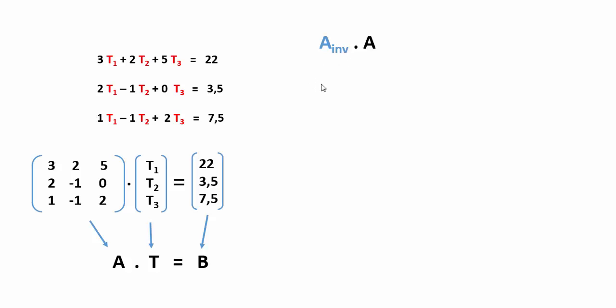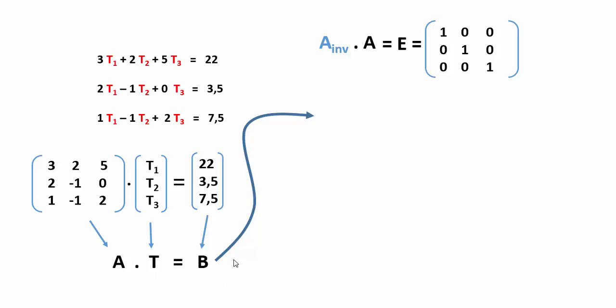And A inverse is a very special matrix, because if you multiply A inverse and A, you get E, the unity matrix, and that's a 3 by 3 matrix with only zeros apart from the diagonal. There you find only ones. And sometimes you see, instead of A inverse, A to the power minus 1, but that's the same as the A inverse here. Well, this behavior is what we are going to use in the solution of our problem.